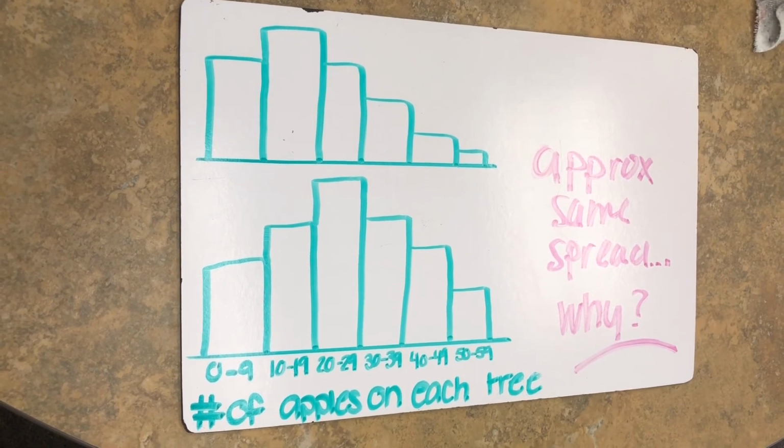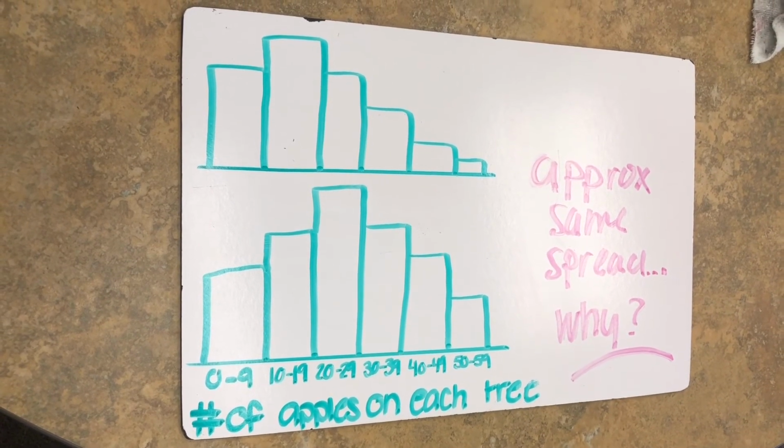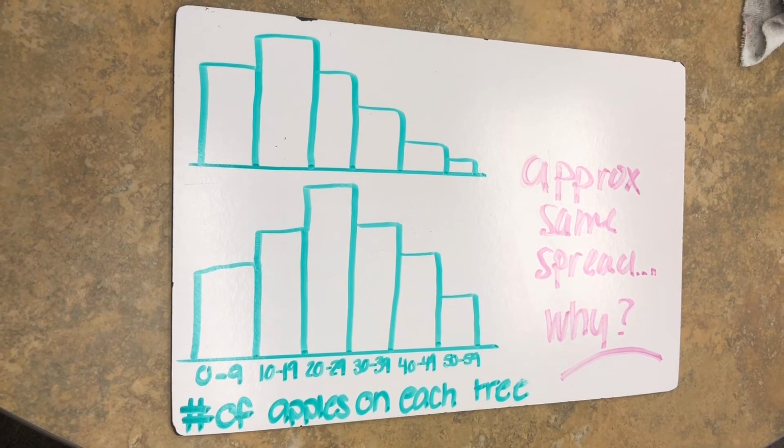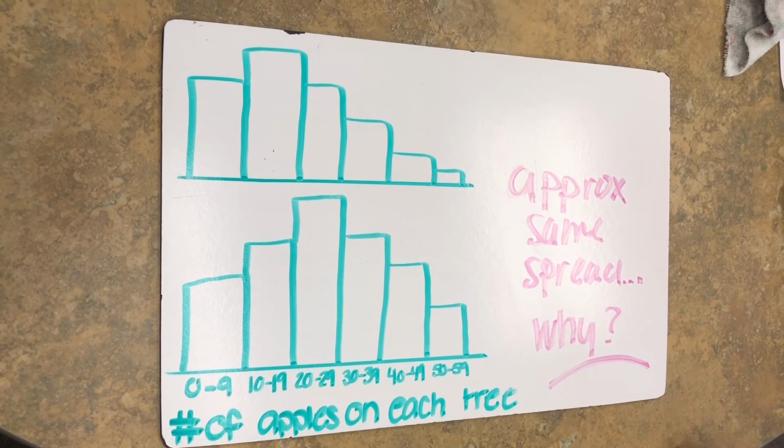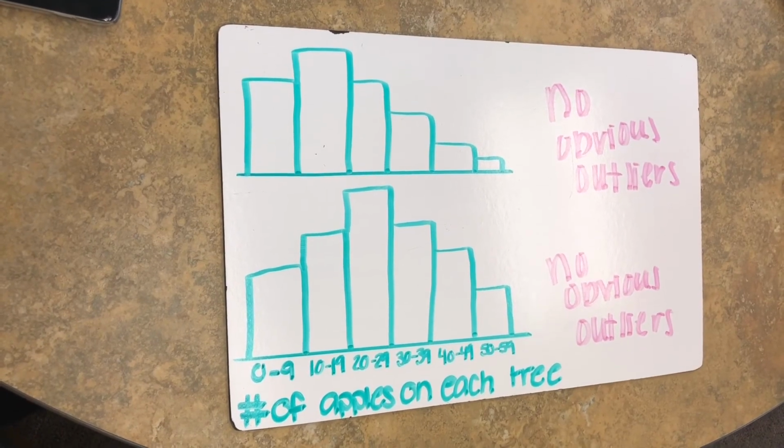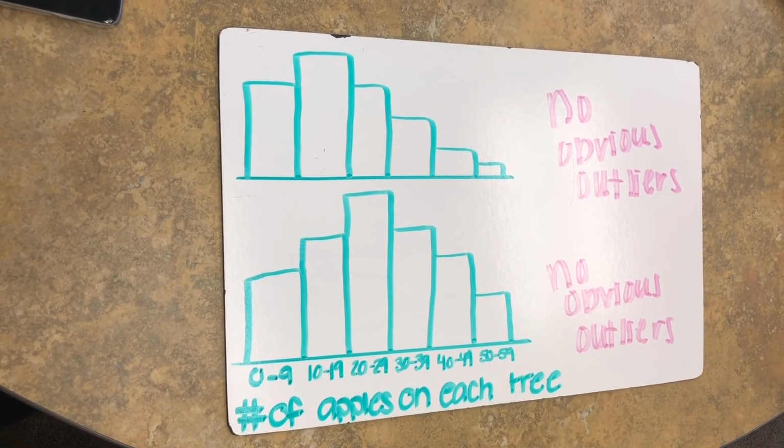For these two histograms, we would say that they have approximately the same spread. That's because each histogram has data ranging from the smallest bin to the largest bin. Another similarity between these two graphs is that neither of them have obvious outliers.